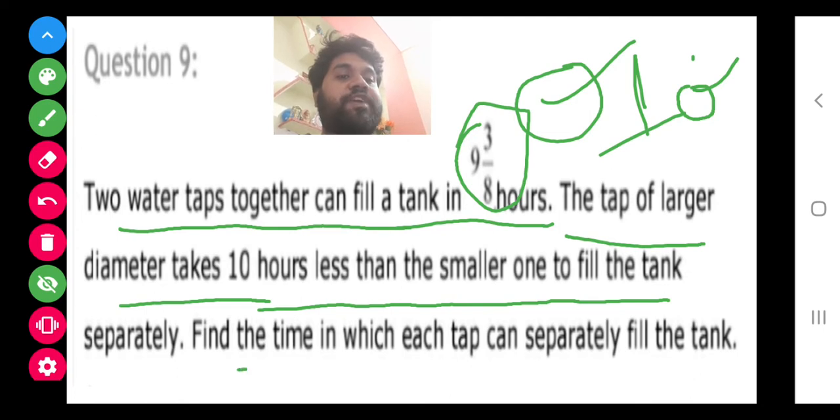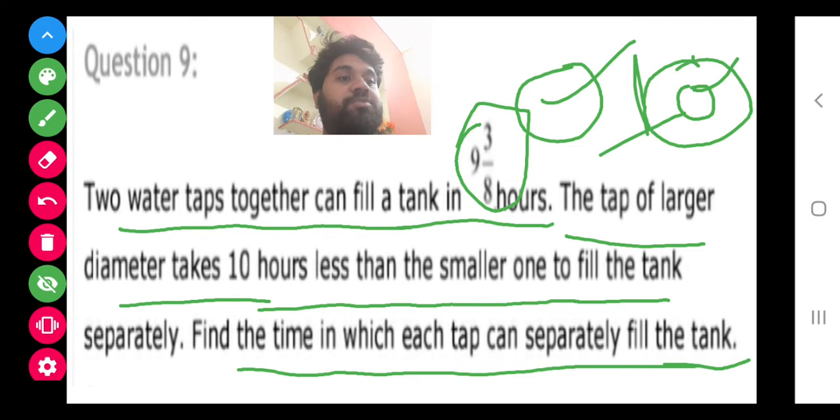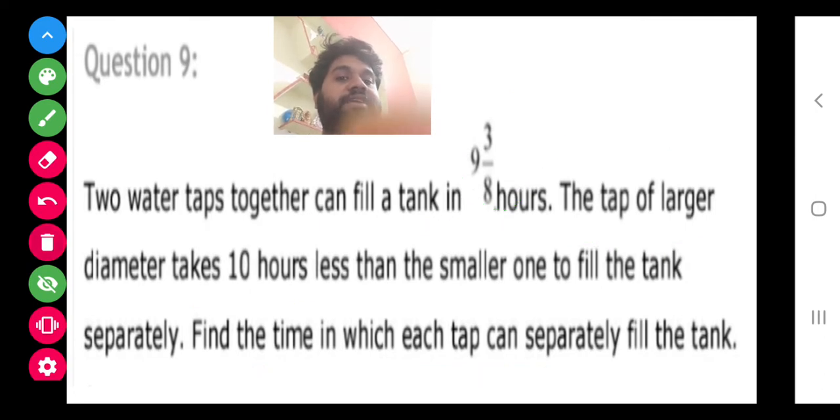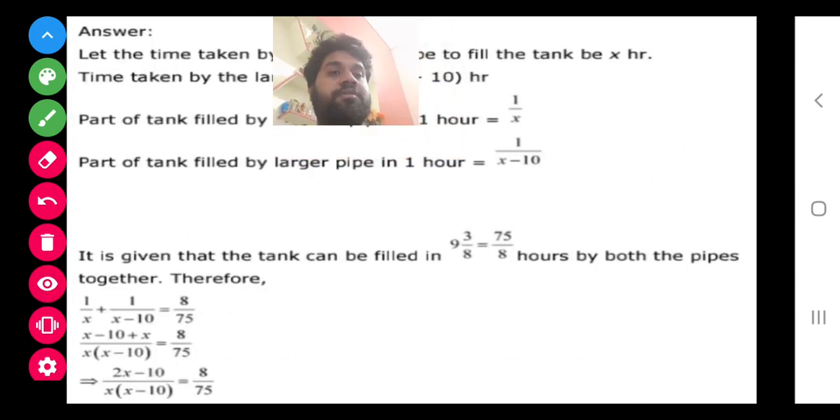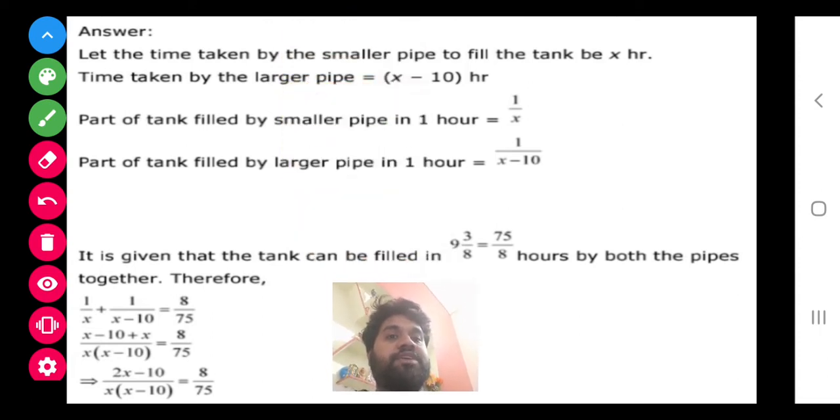Now we have to find out the time taken in which each tap can separately fill. If it takes separately, how much time will it take, and the larger one, how much time will it take. So that we have to do. So class, first of all we will consider, let the time taken by the smaller tap to fill the tank, meaning one tank, be x.